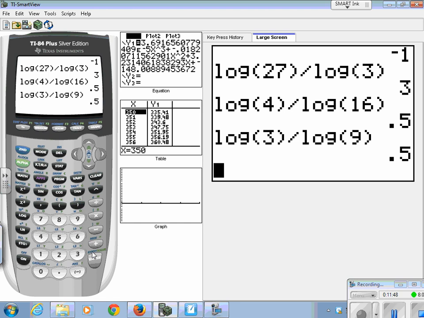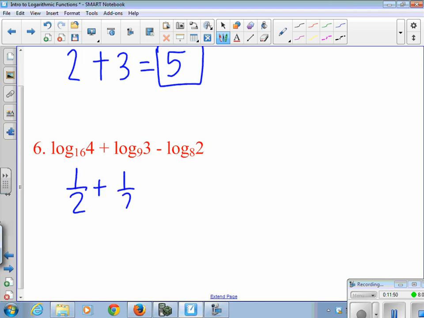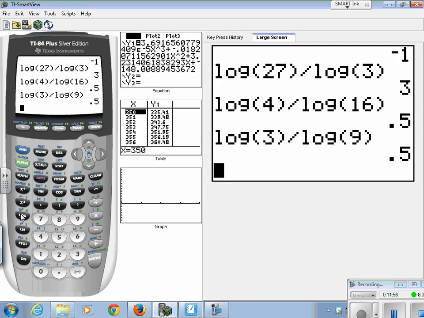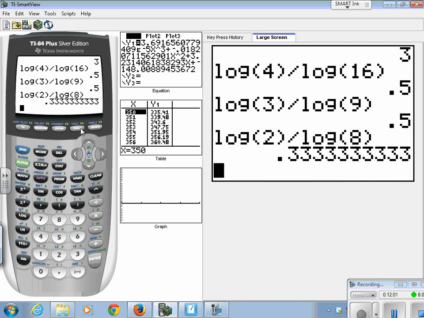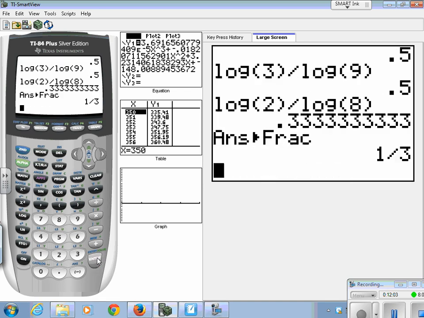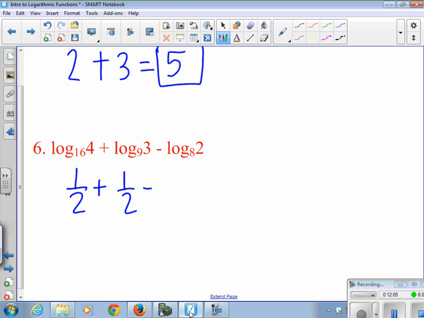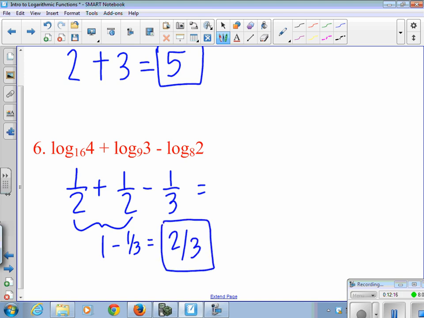And so then that should give me 1/2. And then minus log base 8 of 2, that's just going to be log tall divided by log small, so log 2 divided by log 8. And so then that gives me, as a fraction, I know that's going to be 1/3. So then 1/3 goes there. And so then 1/2 plus 1/2 would combine to give me 1. And 1 minus 1/3 would be 2/3. And so that's my answer.